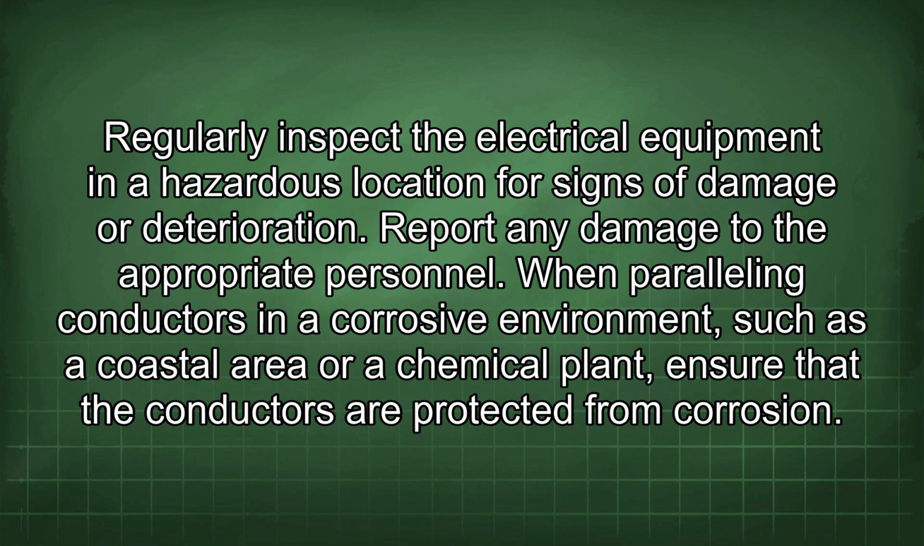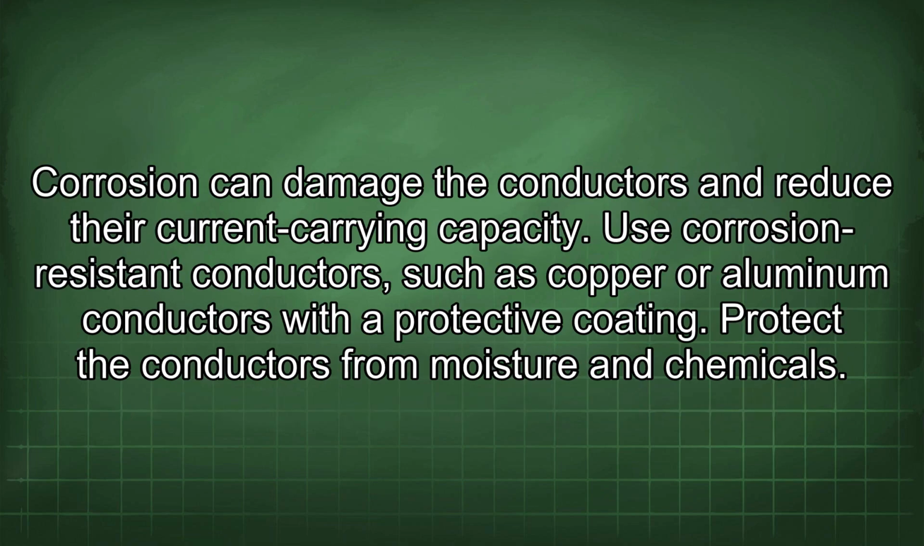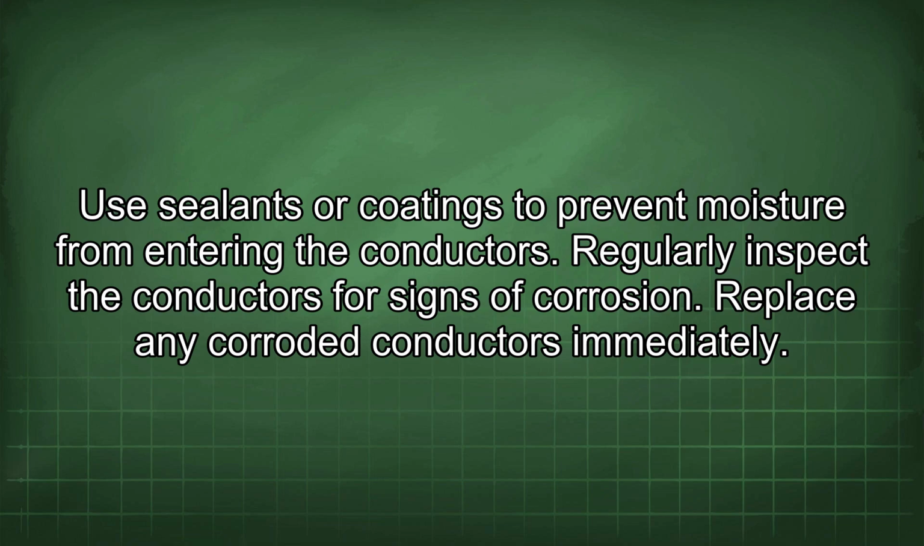When paralleling conductors in a corrosive environment such as a coastal area or a chemical plant, ensure that the conductors are protected from corrosion. Corrosion can damage the conductors and reduce their current carrying capacity. Use corrosion-resistant conductors, such as copper or aluminum conductors with a protective coating. Protect the conductors from moisture and chemicals. Use sealants or coatings to prevent moisture from entering the conductors. Regularly inspect the conductors for signs of corrosion. Replace any corroded conductors immediately.